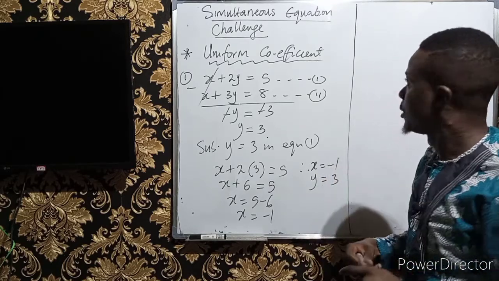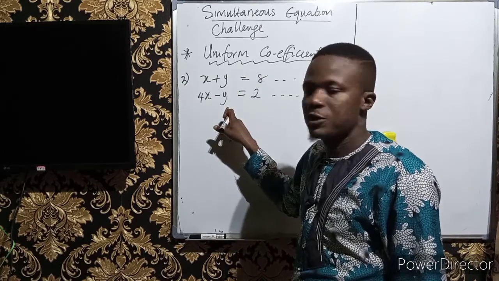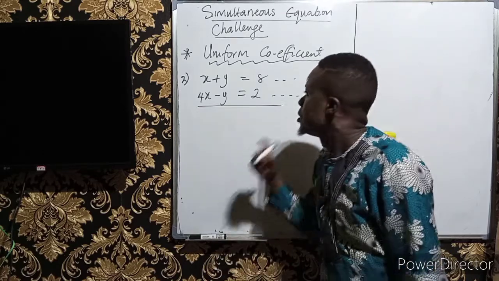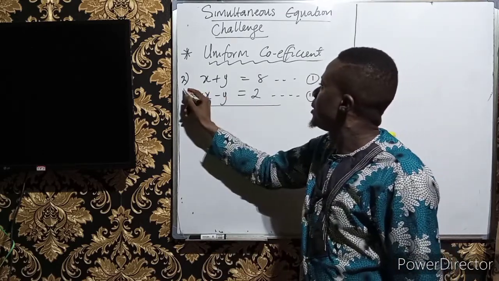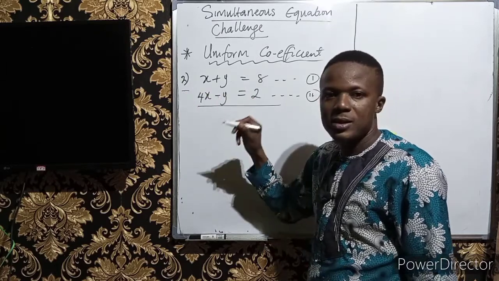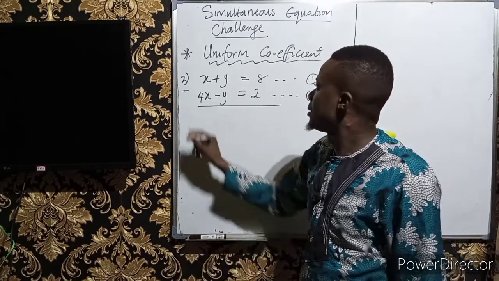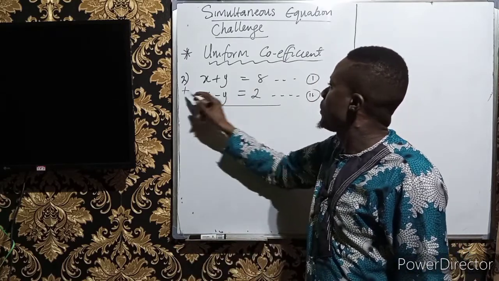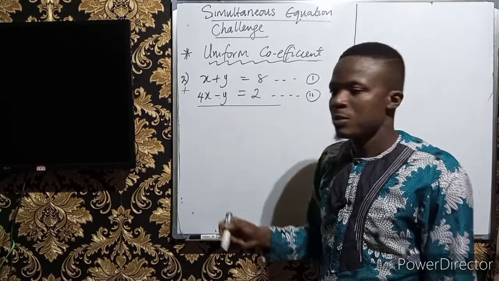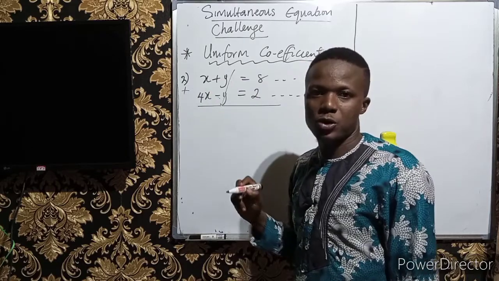Okay, so let's take another one. Second question here, the coefficients of y are equal. So I have to eliminate y. To eliminate, when I say minus, y minus y means y plus y, which is 2y, which means y has not been eliminated. But when I use plus, y plus minus y is y minus y, which is 0. So since plus made y to be eliminated, I am going to add all through here.